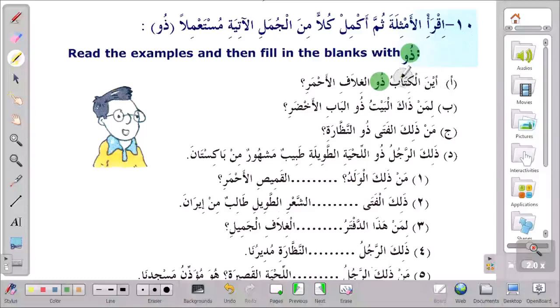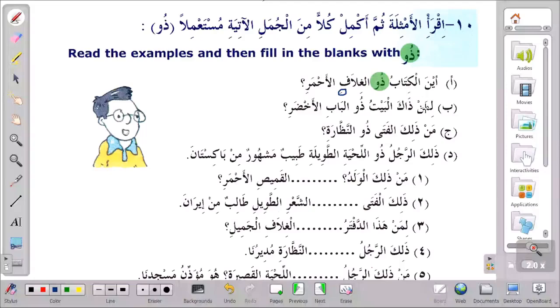Now, أين الكتاب ذو الغلاف الأحمر. Where is the book? ذو الغلاف الأحمر, with. Gilaf means cover. Ahmar means red. So ذو الغلاف الأحمر, with the red cover, or the book that has a red cover. I hope that is clear. And we said it is mudaf. Always it is mudaf. So the noun that is following it should be majrur. I hope that is clear. Okay, so أين الكتاب ذو الغلاف الأحمر.